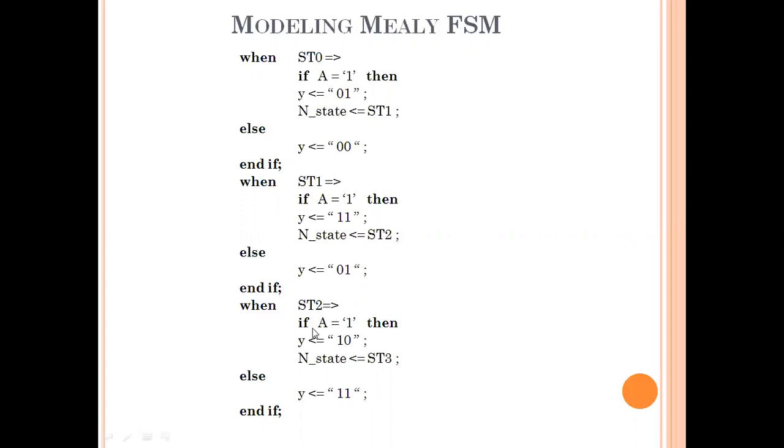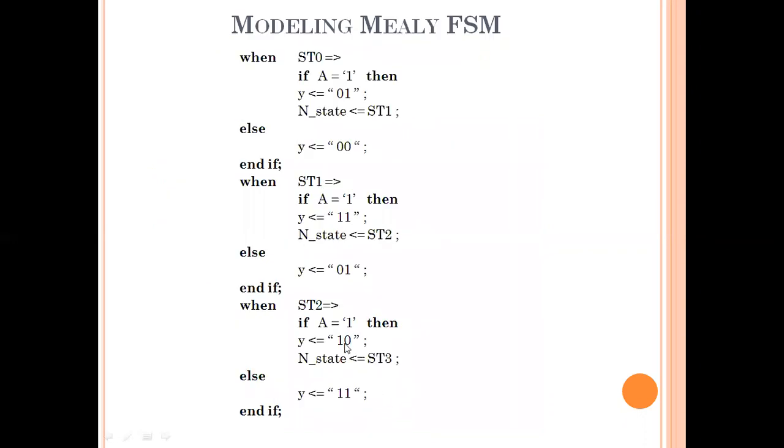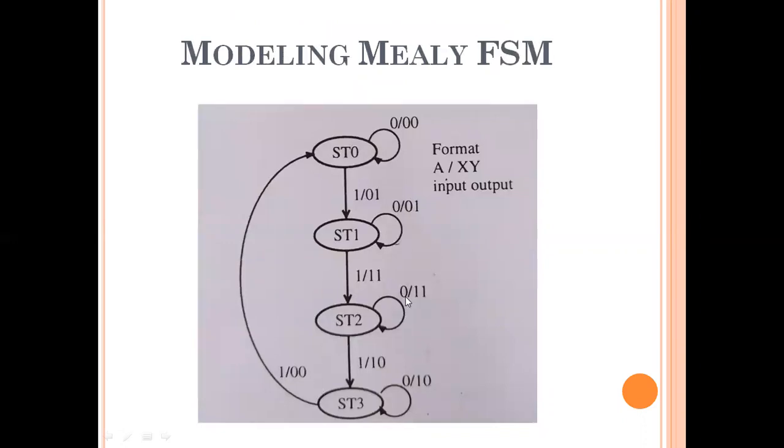For state 2, what will happen? If a is equal to 1, then it will go to the next state, that is state 3, and at the same time output y is 10. Otherwise y is assigned as 11. When a is 1 on state 2, the next state will be assigned as state 3, and the output assigned as 10.